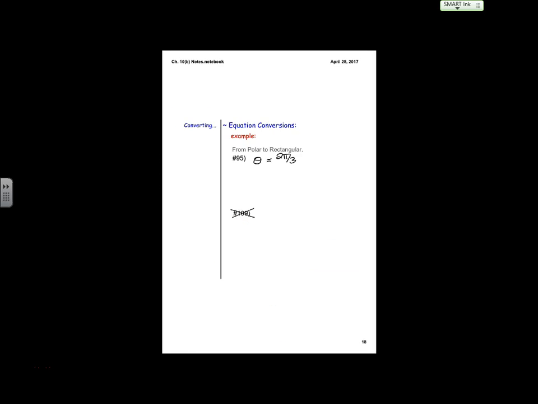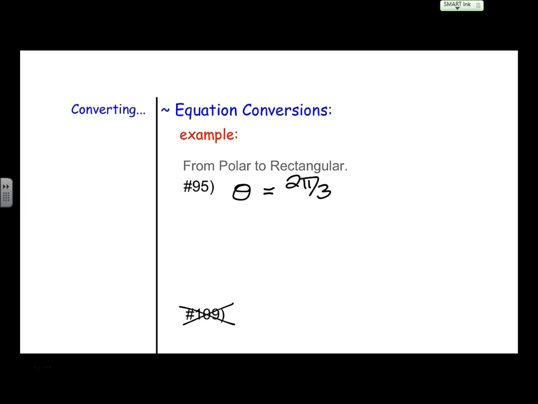And last but not least, is there any equation that uses a theta? No! Can't we substitute theta to be tangent inverse of y over x? I know, pause. How do we get rid of tangent inverse?